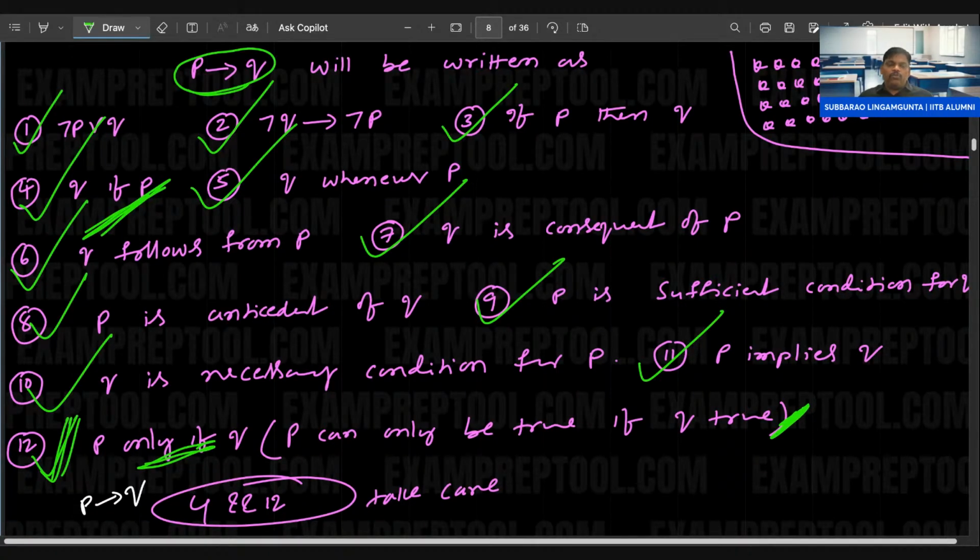Very normal thing. The fourth one and the 12th one are very normal ones. There is no difference, but I think slightly different. Q is the result of P. Another way of saying that, right? Q should be true if P is true. Q can only be true if P is true. So remember the 12th one and the 4th one, remember.